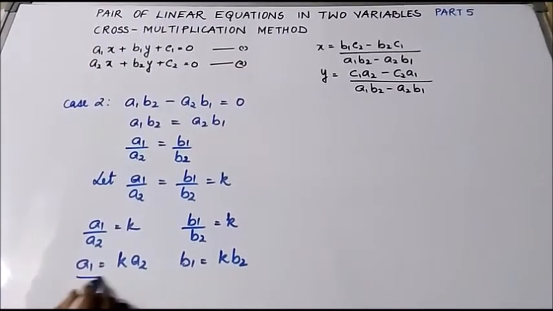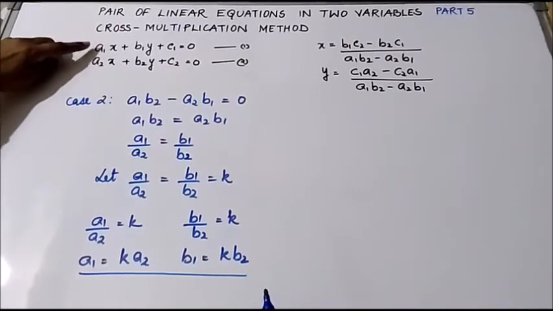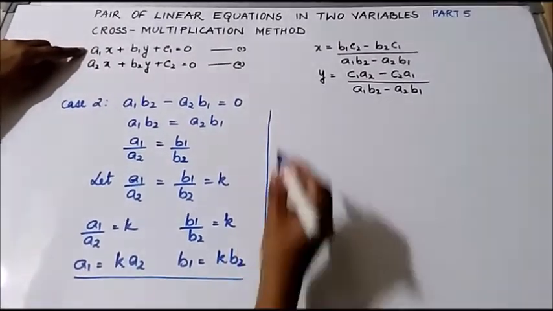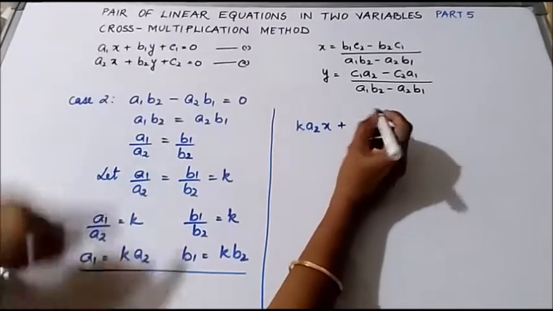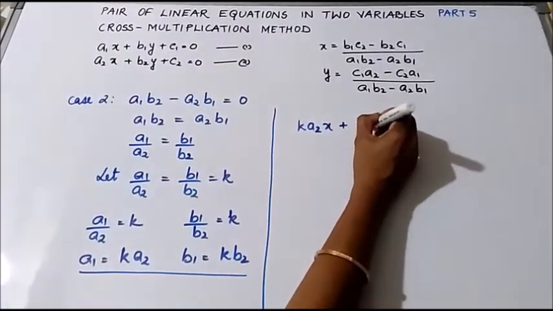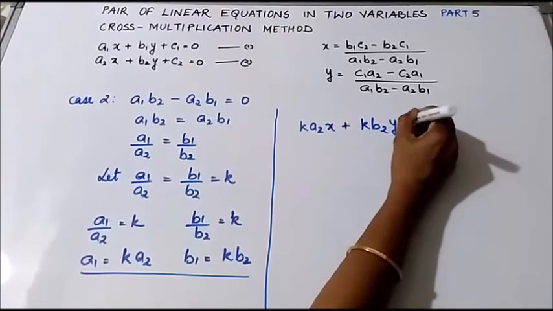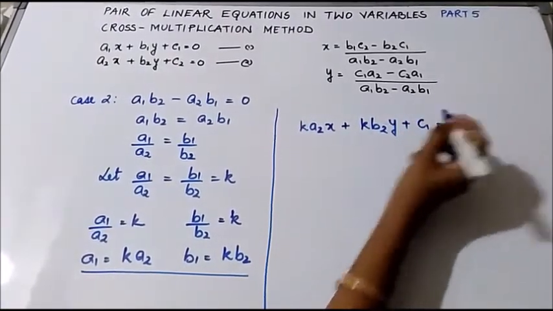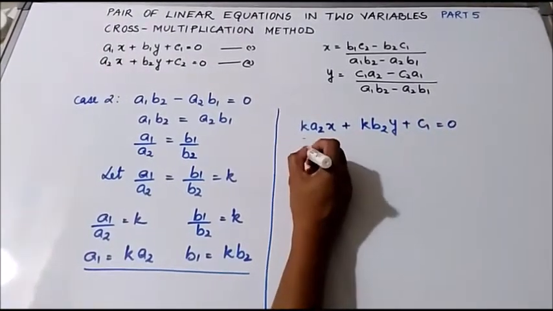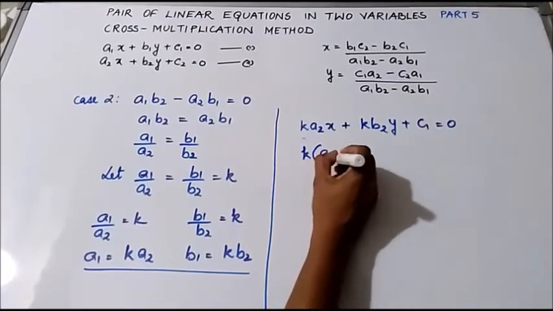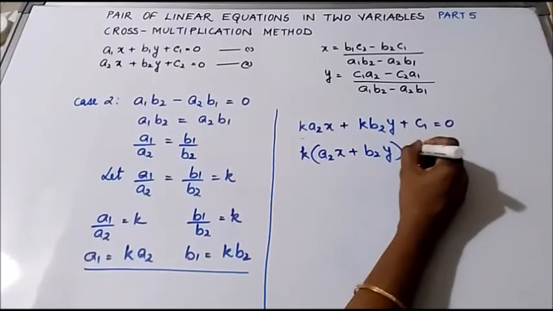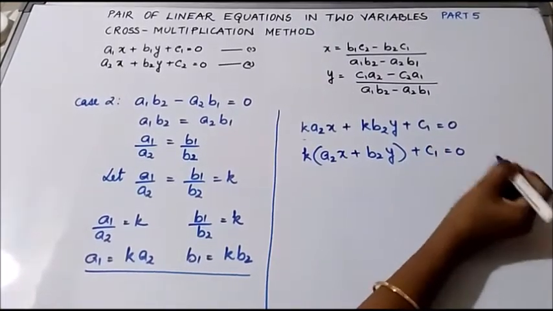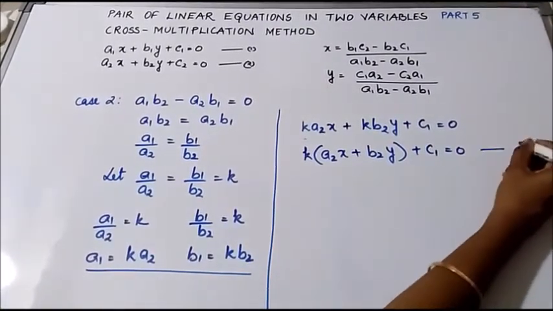Now we will substitute this given value in equation 1. Here we have got a1. We will write k a2 x. In place of b1 we will write k b2 y plus c1 is equal to 0. We will take k common here. This will be a2x plus b2y plus c1 is equal to 0. Let us call this the third equation.